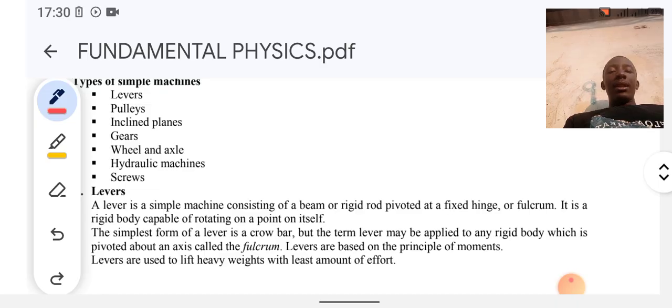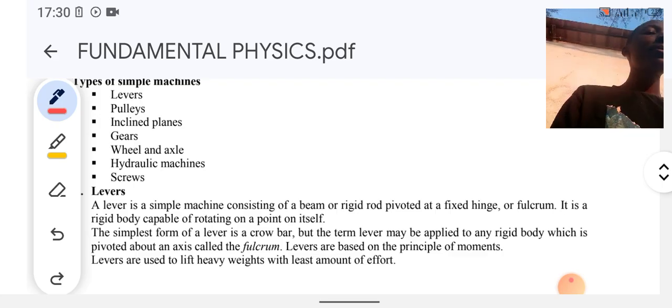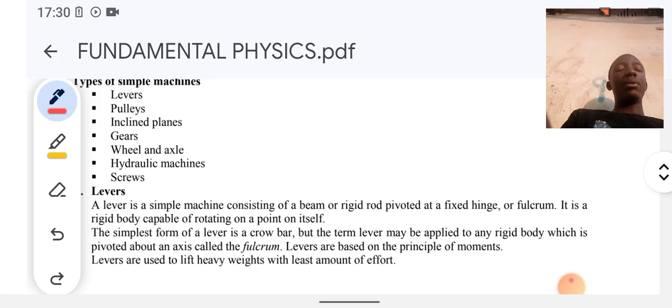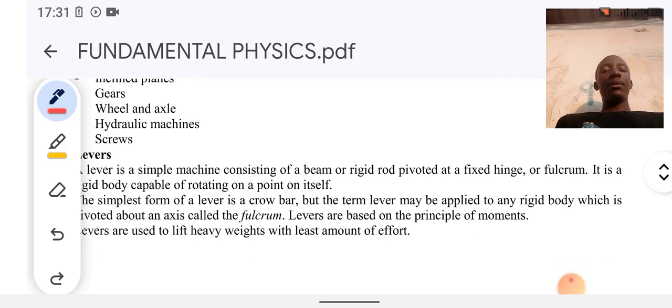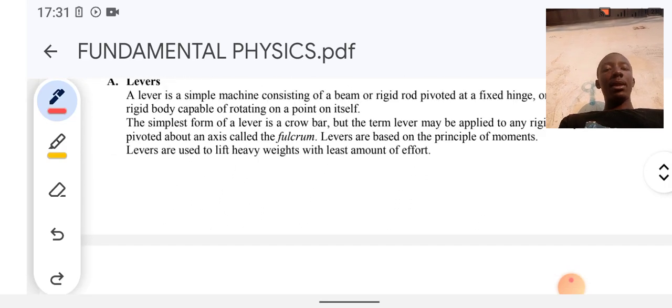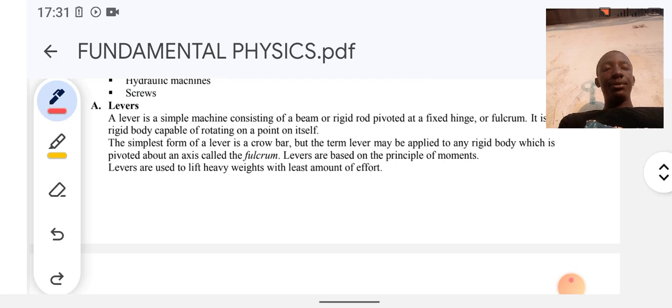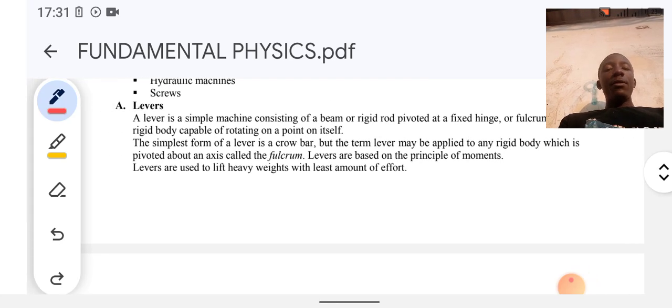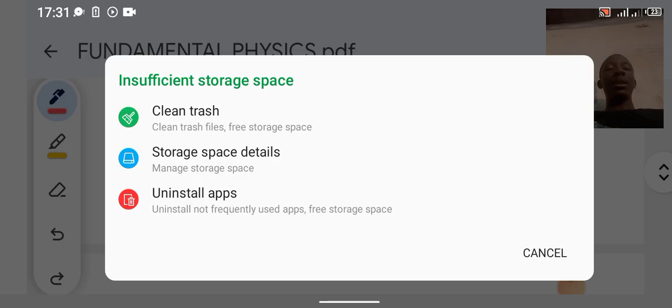The simplest form of a lever is a crowbar, but the term lever may be applied to any rigid body which is pivoted about an axle called the fulcrum. Levers are based on the principle of moments. Levers are used to lift heavy weights with the least amount of effort.